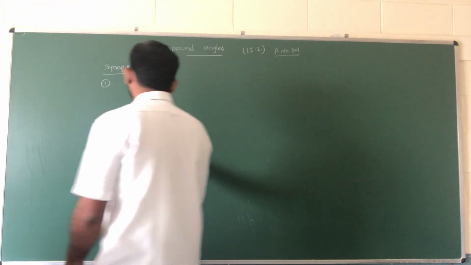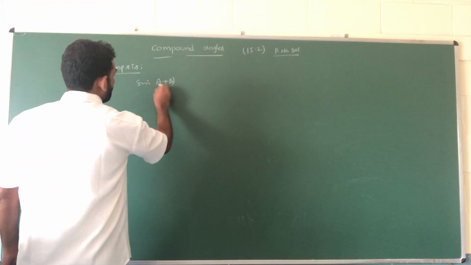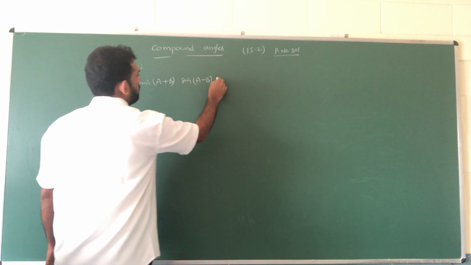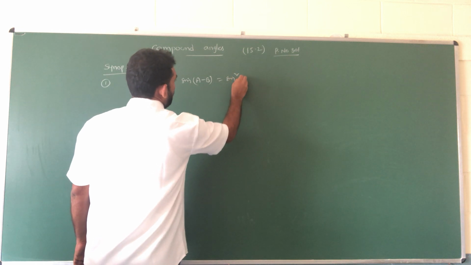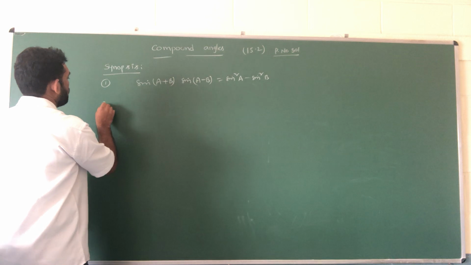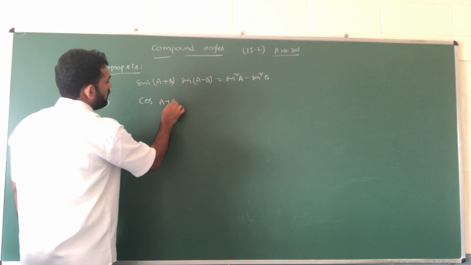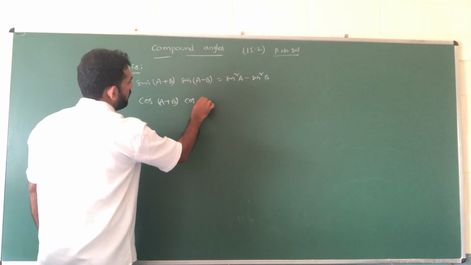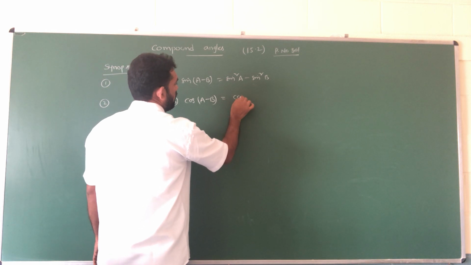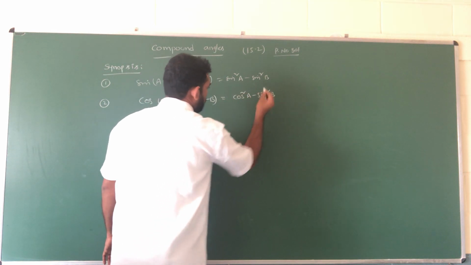Some applications are also given. Sin of a plus b times sin of a minus b is equal to sin square a minus sin square b. Next, second one, cos of a plus b times cos of a minus b is equal to cos square a minus sin square b.